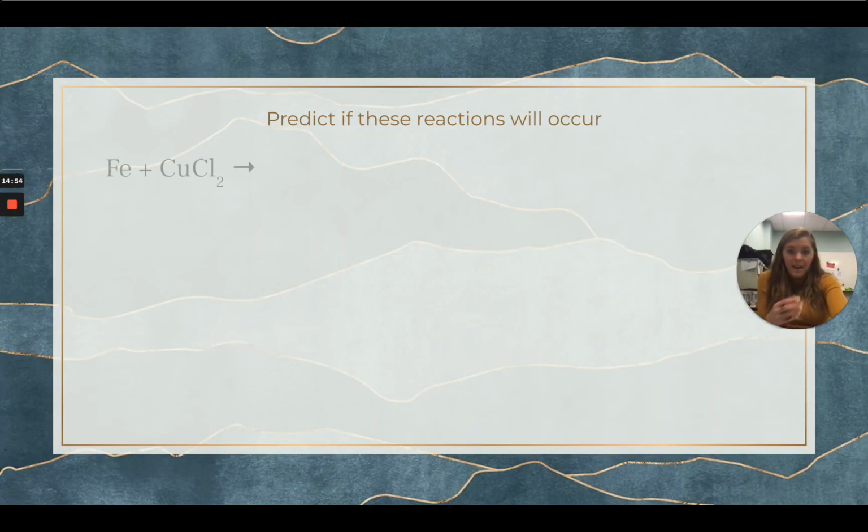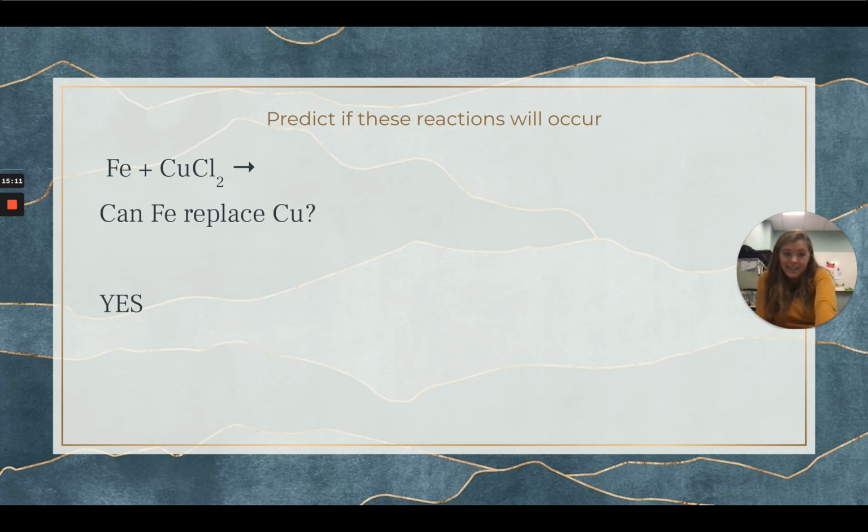Now we should have a new one. So, can iron replace copper in this situation? Go ahead and pause the video, check out your activity series, form the products if they can form, and balance your equation, please. Hopefully you found the answer that yes, iron is able to replace copper because iron is higher on that activity series. Hopefully as your final answer, you got iron plus copper chloride yielding iron chloride plus copper.